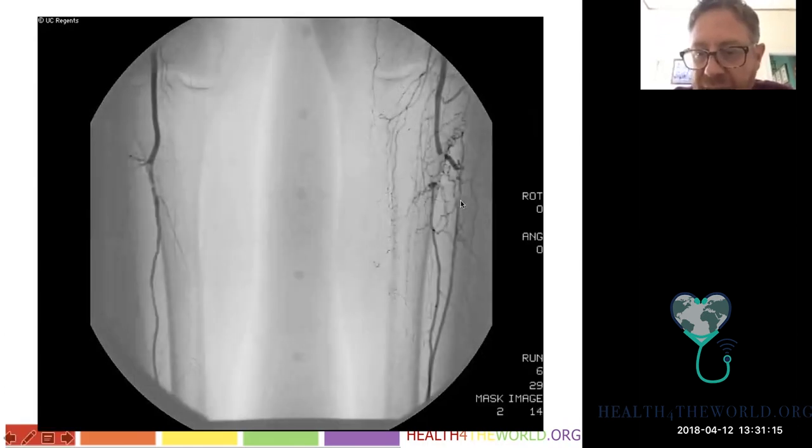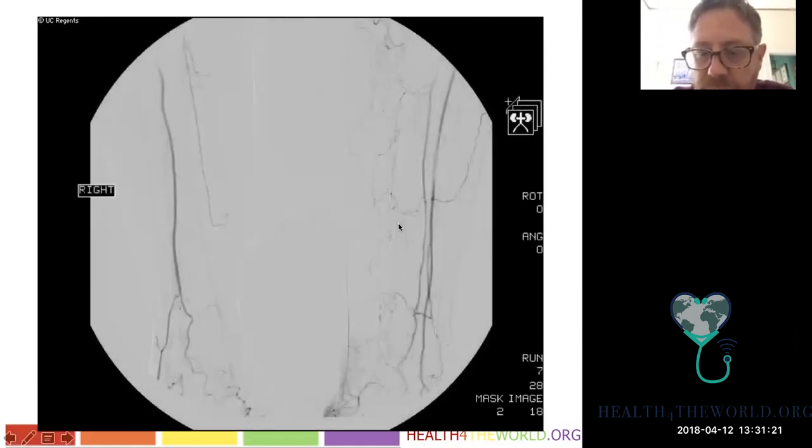You have the anterior tibial arteries coming down here, and this is the peroneal. The posterior tibial artery on both sides is out. But this is where the posterior tibial artery should be, right about in here.